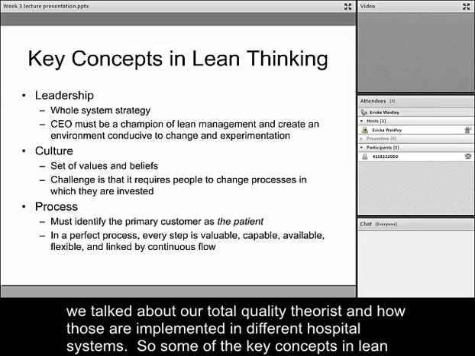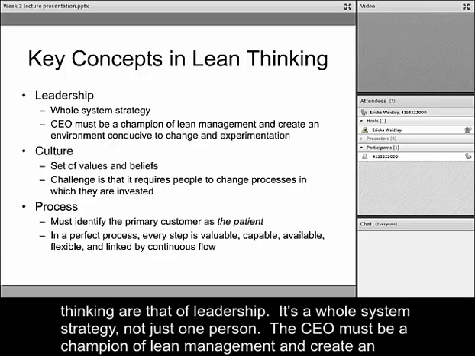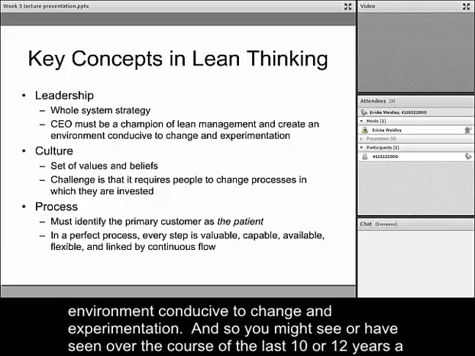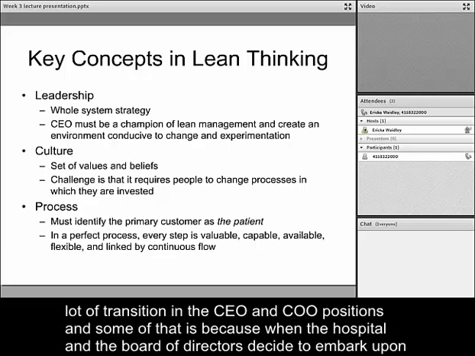So some of the key concepts in lean thinking are that of leadership. It's a whole system strategy, not just one person. The CEO must be a champion of lean management and create an environment conducive to change and experimentation. And so you might see, or have seen over the course of the last 10 or 12 years, a lot of transitions in these CEO and COO positions.